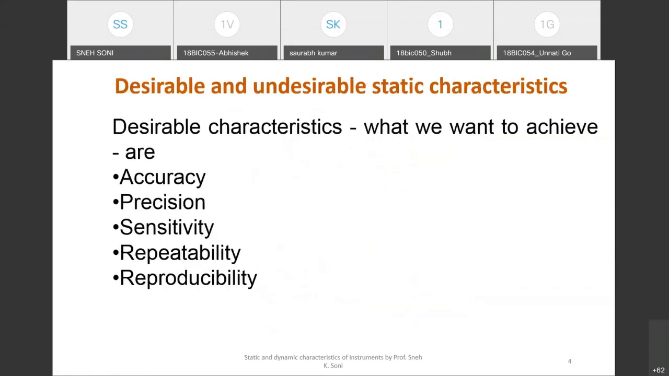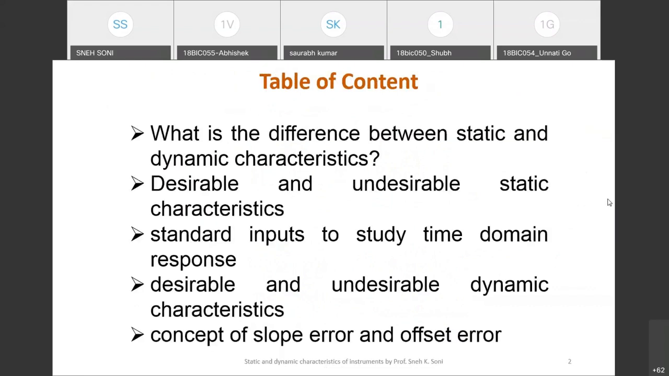The third point here, this also you may have studied, that is standard inputs to study time domain response. Standard inputs to study time domain response. Have you studied this? Which one sir? Standard inputs to study time domain response. Yes, sir. Yes, you have studied it. In control theory, in control systems. Do you have any idea?